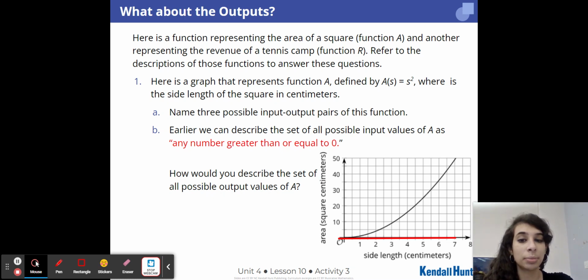And so the question is, how can we describe the set of possible outputs here? We start at what number and we go all the way up to what number? And you want to ask yourself, can I have an integer? Can I have a decimal? Can I have a rational number? Can I have a fraction? Can I have a negative number? And so I want you to answer the question below. How would you describe the set of all possible output values?